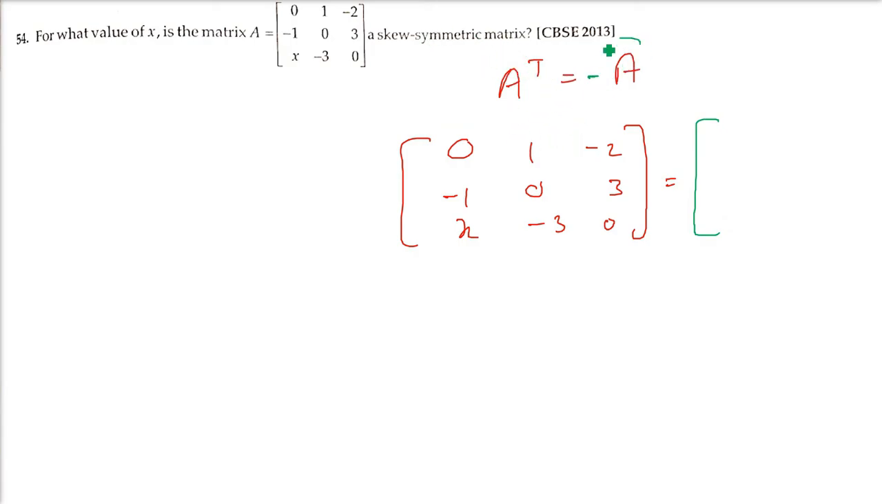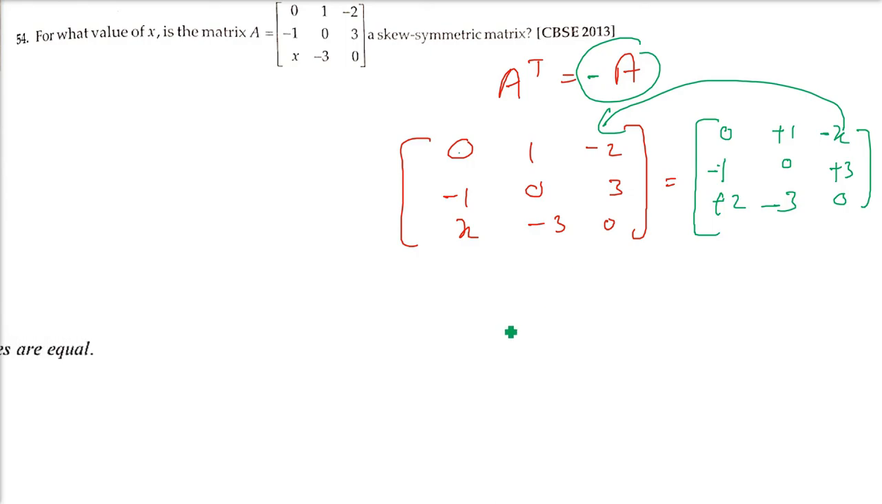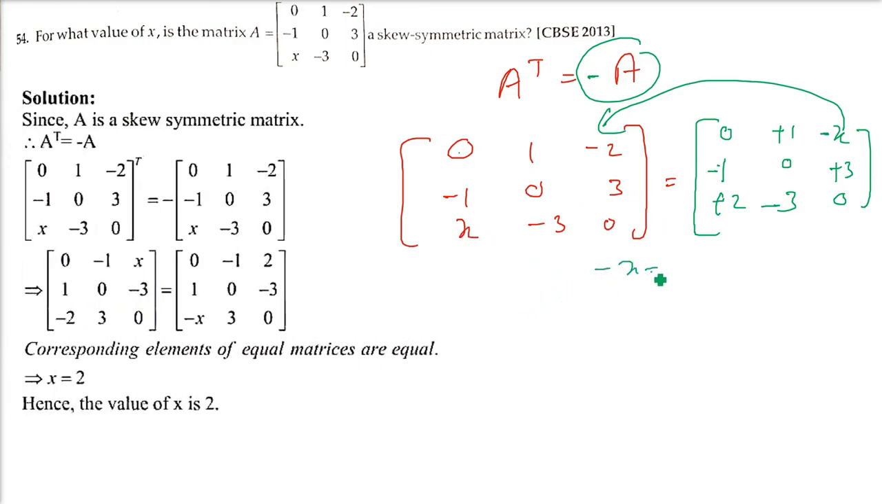Okay. Now let us take the transpose. Row will become column. 0, 1, minus 2 will be the first column. -1, 0, 3 will be the second column. And X, minus 3, 0 will be the third column. Now we'll just change the sign, because it has to be multiplied by negative. So the minus X is -2 and X is 2. From two equalities, in both the cases, X is going to be 2. From here, X equals 2. But you have to write like this, okay? This one.